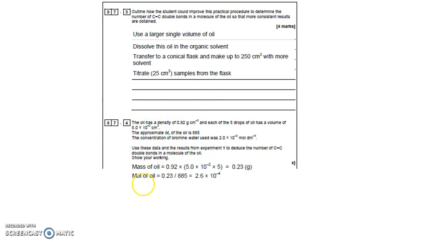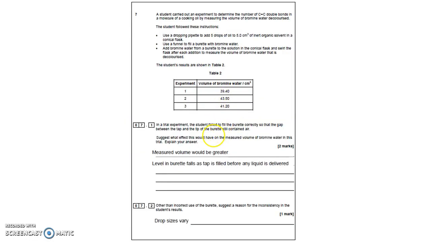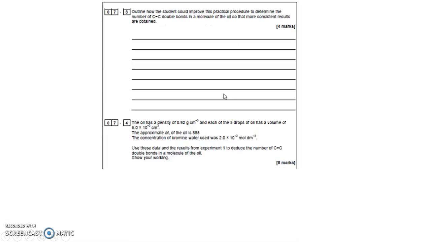So concentration is moles divided by volume, so moles is concentration multiplied by volume. I take the concentration, 2.0 times 10 to the minus 2, and then multiply by the volume, 39.4, and I'll come out with the number of moles. However, this in centimetre cubed needs to be in decimetre cubed, so I need to divide by 1,000. So 39.4 centimetre cubed is 0.0394 decimetre cubed. That's the volume I use.